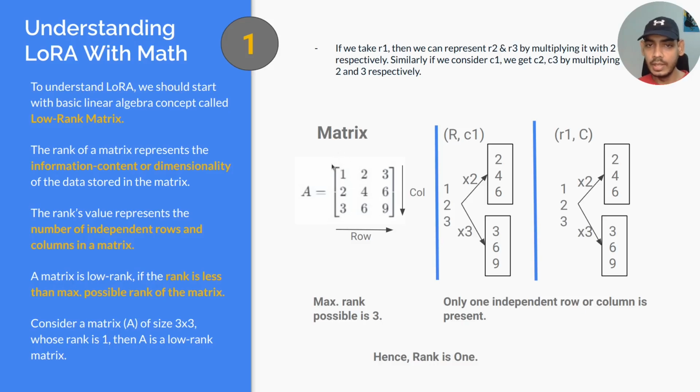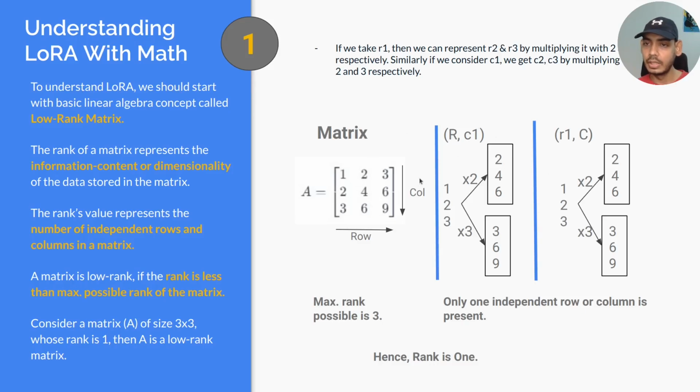Now, with the help of one column or one row, we are able to achieve the other rows and columns. For example, if you take the first column, which is 1, 2, 3, and multiply it with 2, you will receive your second column, and if you multiply it with 3, you will receive your third column. So these two columns are not independent. They are dependent on 1, 2, 3. This column is dependent on this one, and this column is dependent on this one.